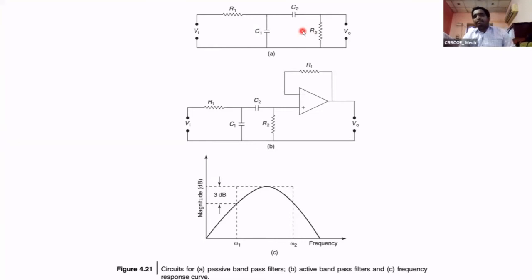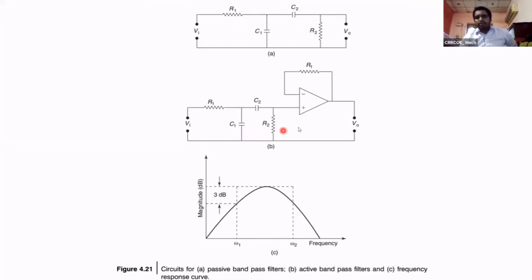That filtering is depending on omega 1 and omega 2. Suppose we are allowing frequency up to omega 2. It reduces the frequency below omega 1. Then we get output that is between omega 1 and omega 2 only. This is the working of the band pass filter. This is the passive filter, only having passive elements, resistor and capacitor.